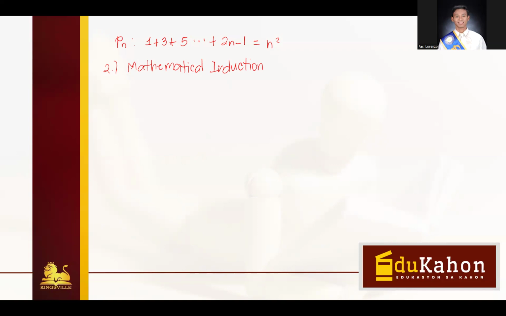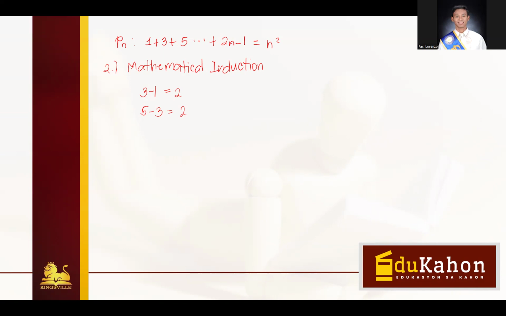So we know that the difference of your second term to your first term is 2. So 3 minus 1 is 2, right? And the second term to the third term, if we subtract the second term from the third term, 5 minus 3 is 2 also. So they have the common difference.